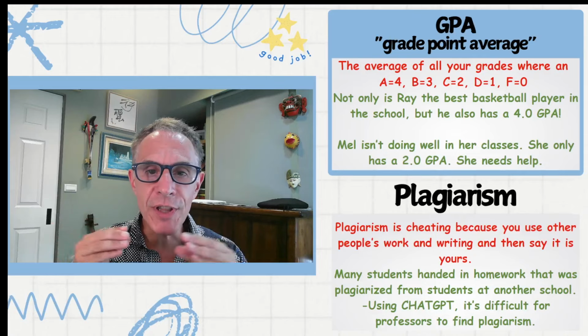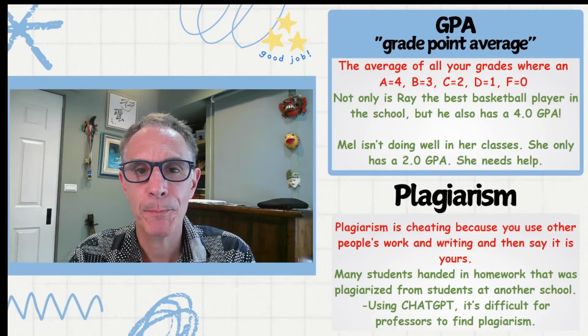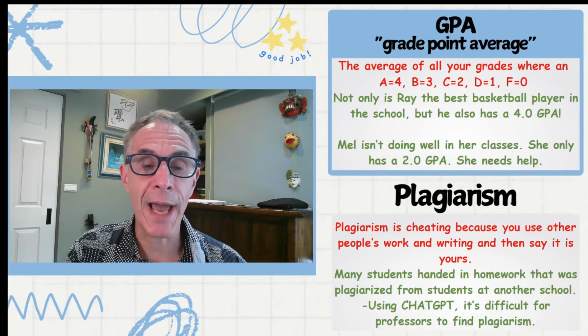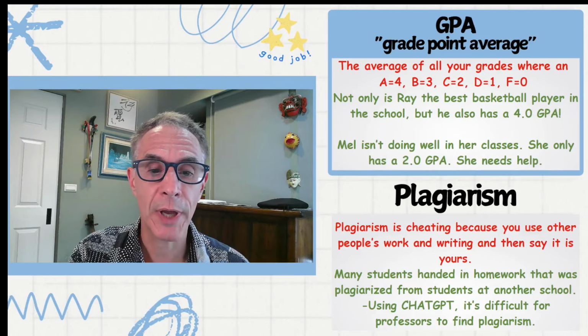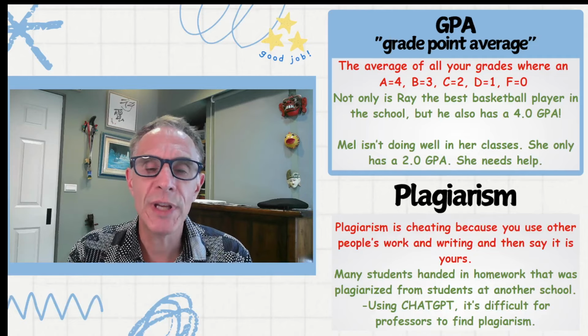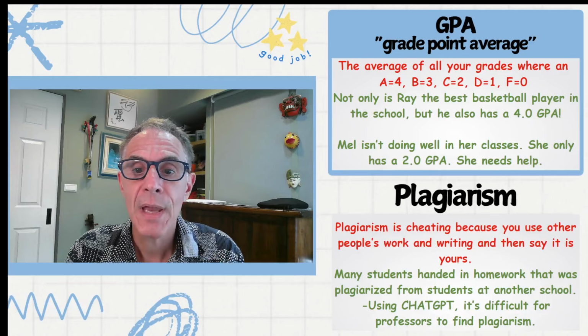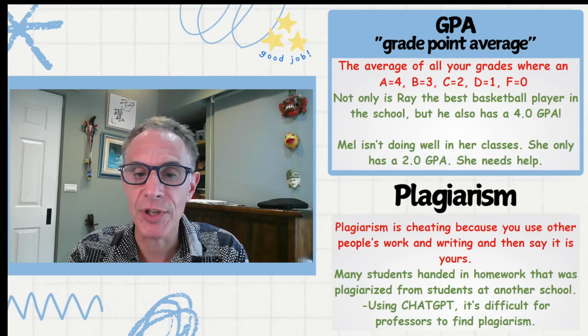If you average them together, it becomes your grade point average. Now, a perfect grade point average is 4.0. That's great. All A's all the time. But other people have 3 point something or 2 point something or 1 point something, right? So that's your GPA or grade point average.